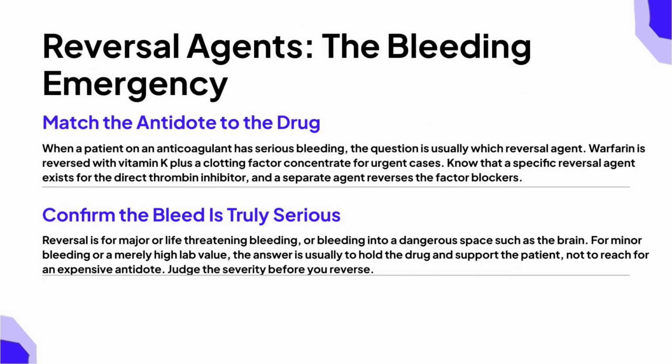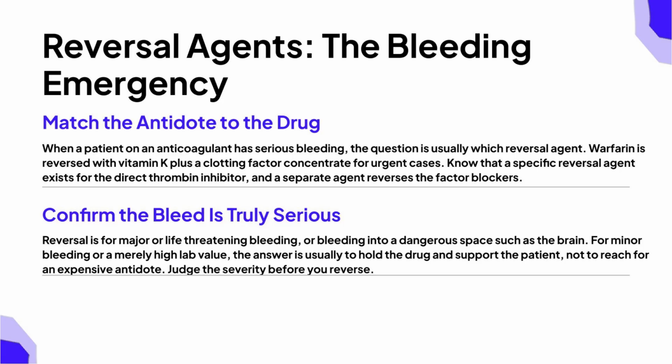Now let us tackle reversal agents, which is the bleeding emergency pattern. First, match the antidote to the drug. When a patient on any anticoagulant has serious bleeding, the question almost always comes down to which reversal agent fits. For warfarin, urgent reversal means vitamin K together with a clotting factor concentrate that replaces the missing factors quickly.